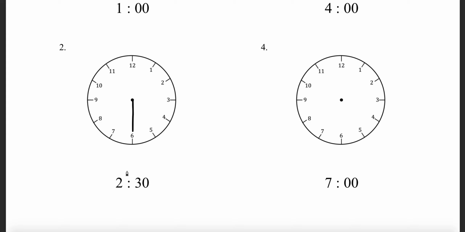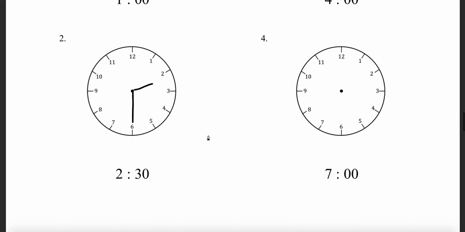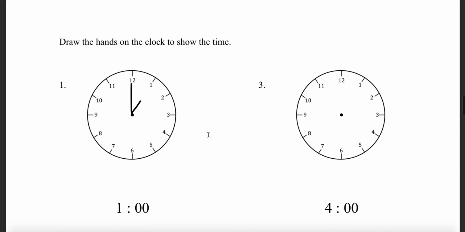And then the 2, it won't point exactly right at 2, the short hand, the hour hand, because it passed o'clock here. So it will be in between 2 and 3 o'clock here. So the hour hand is going to go in between like that. And here you go. And try number 3 and 4.